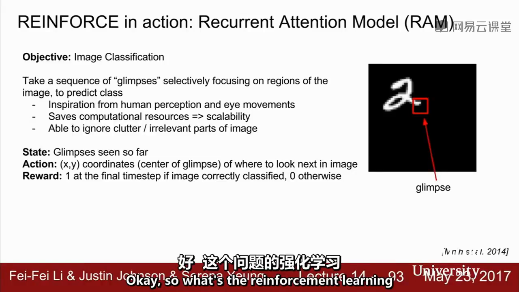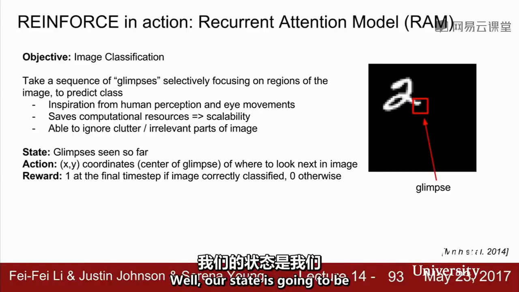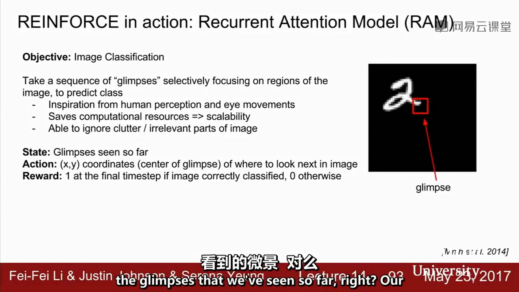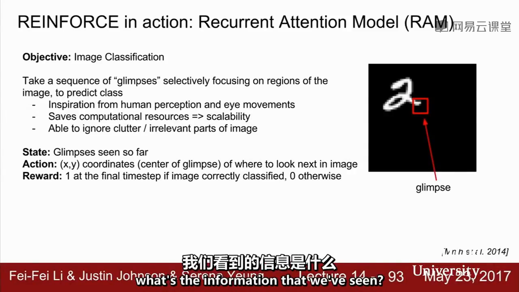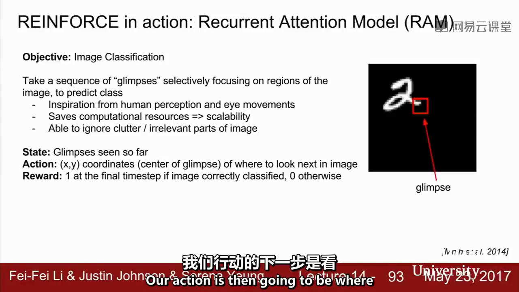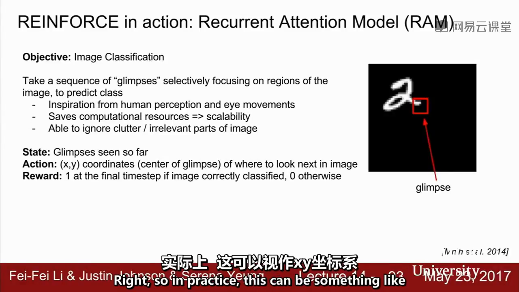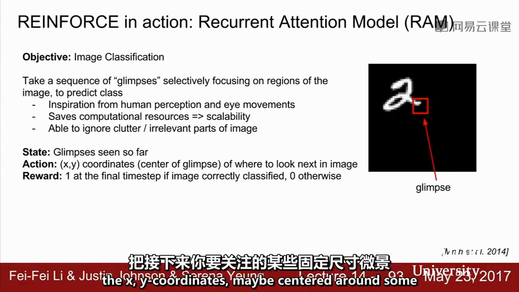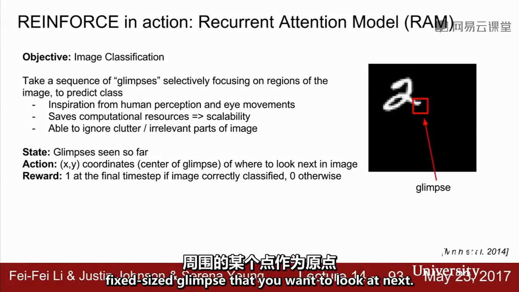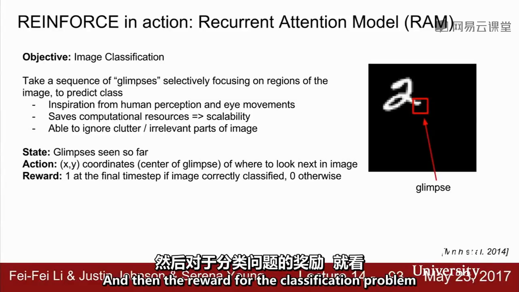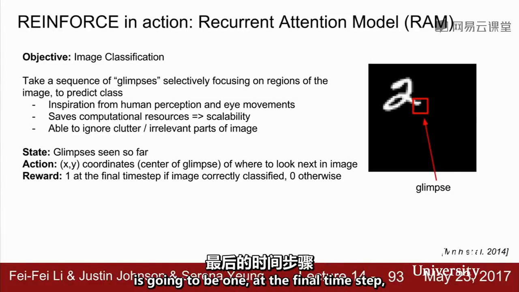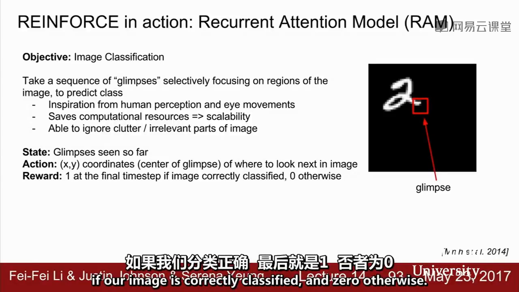Okay, so what's the reinforcement learning formulation of this problem? Our state is going to be the glimpses that we've seen so far, right? What's the information that we've seen? Our action is then going to be where to look next in the image. In practice, this can be something like the XY coordinates, maybe centered around some fixed size glimpse that you want to look at next. And then the reward for the classification problem is going to be 1 at the final time step if our image is correctly classified, and 0 otherwise.